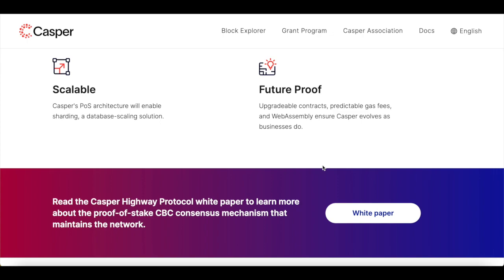If Casper is evolving as the businesses are evolving and as business require Casper to evolve, it means that it will stay alive for a lot longer in the future.